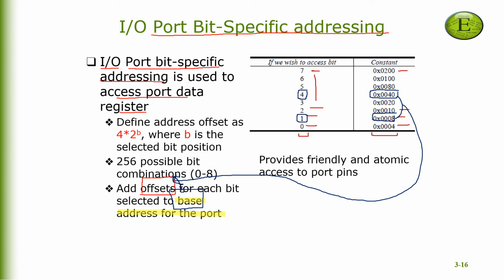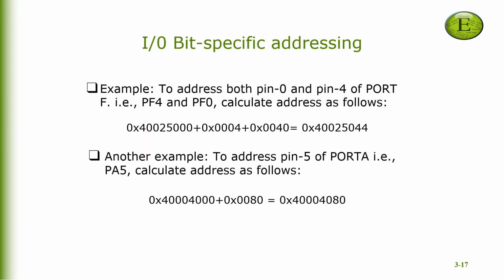Let's take a look at an example. In order to address pin number 0 and pin number 4 of port F, they're usually designated as PF4 and PF0 respectively. And we are interested in selectively reading or writing data corresponding to these port pins. Then we are going to calculate the effective address as follows. So this is the address that we are going to obtain at the end of the day. But we need to look at first how to calculate this address.